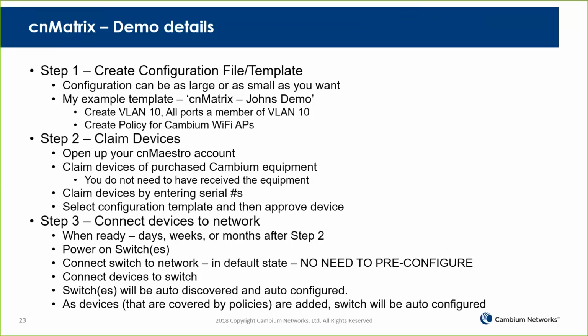The next step would be to connect any devices that you wish into your switch. My example was 2 access points. The switch or switches, depending on how many switches you have in your network, will then be auto-discovered and auto-configured. As devices that are covered by any policies you may have are added, the switch will then be auto-configured based on those policies.